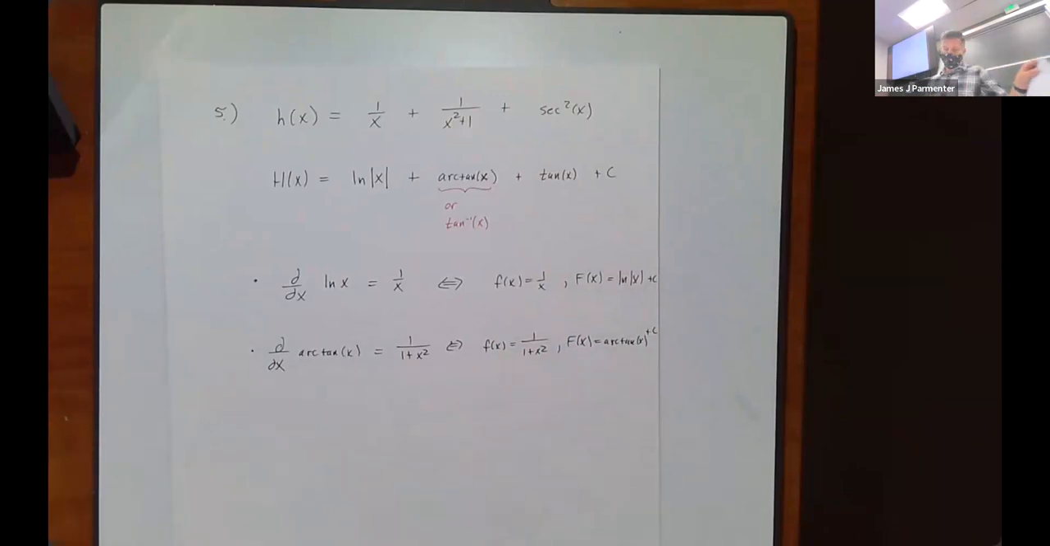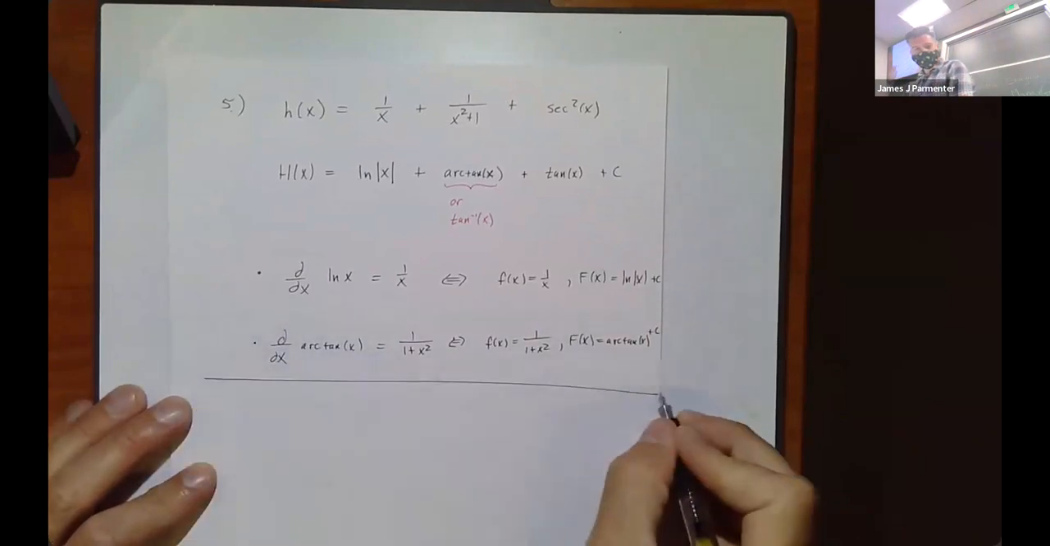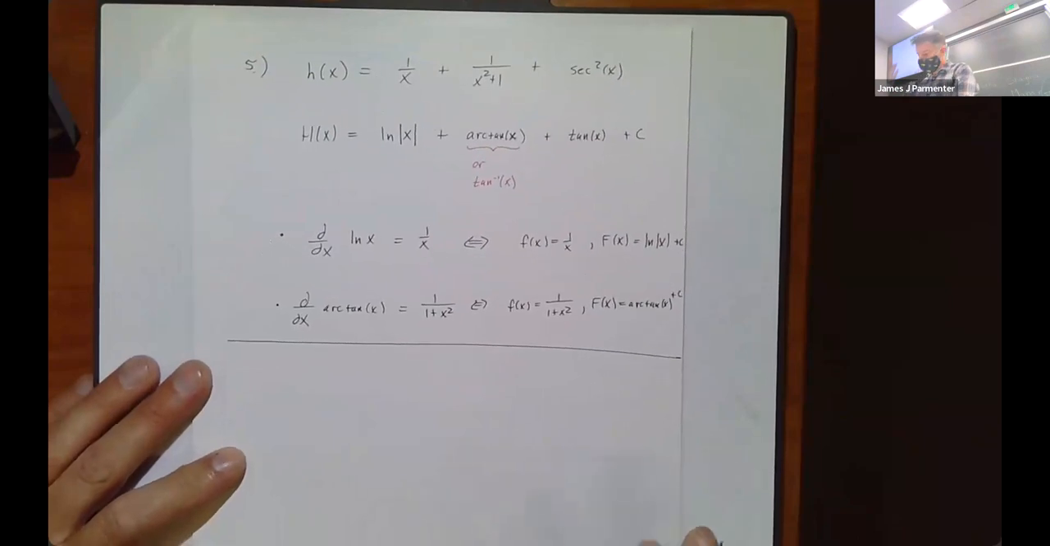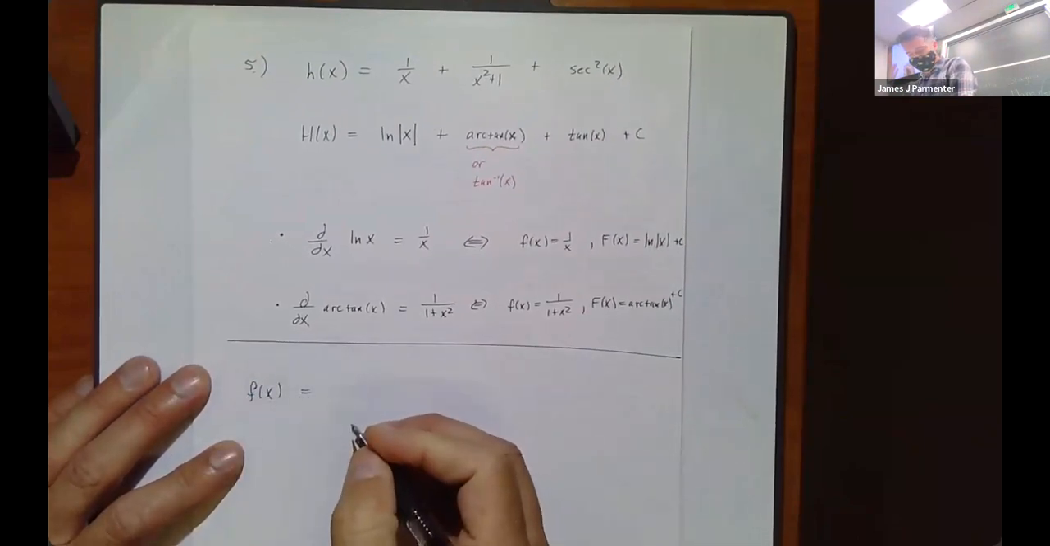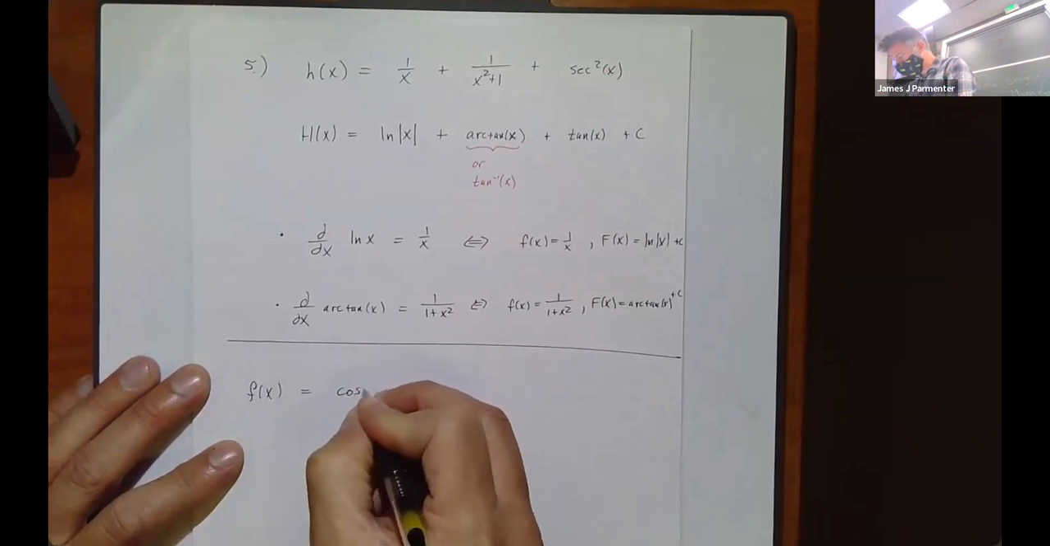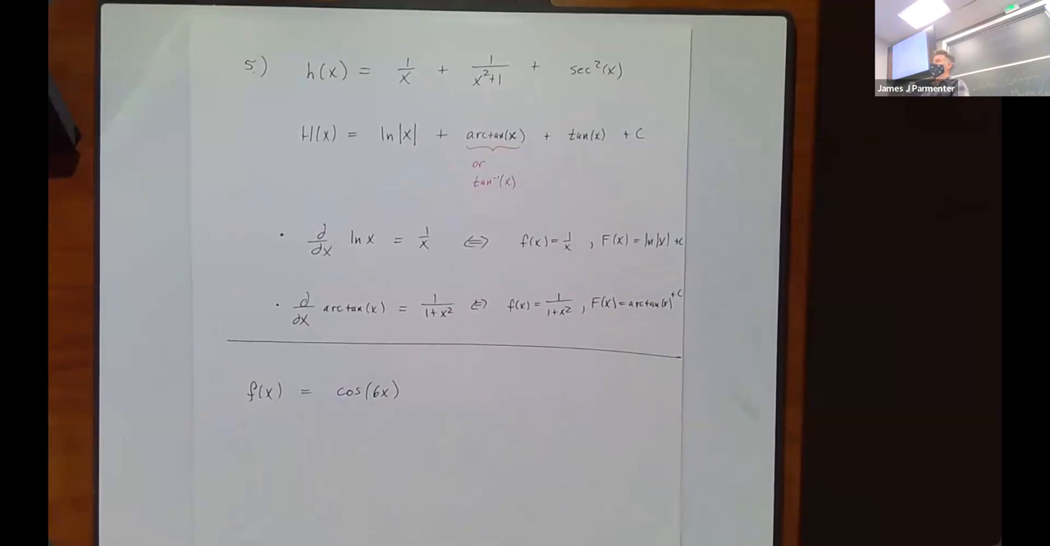Just a couple minutes. All right, I'm going to leave you with this because this is where we're going to go next time. So let's say our function was cosine of 6x, and I wanted to find the antiderivative. So let me ask you an easier question first. What's the antiderivative of cosine of x?